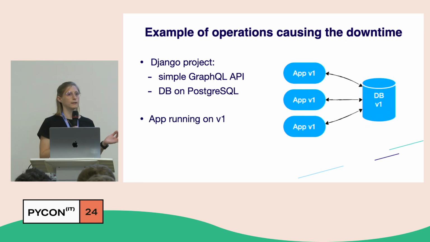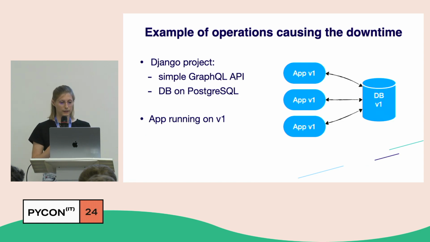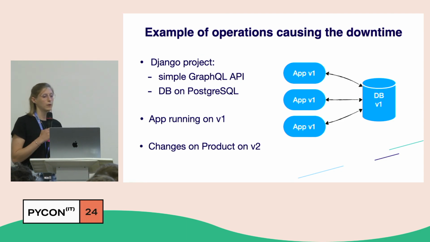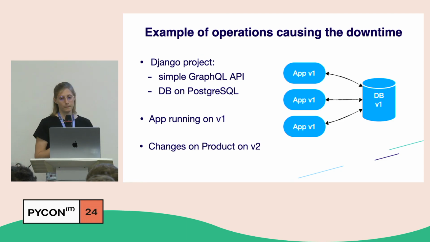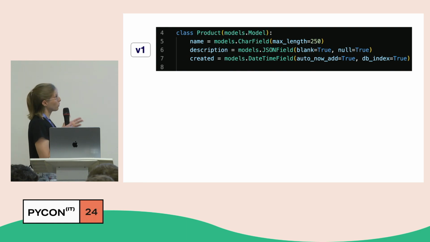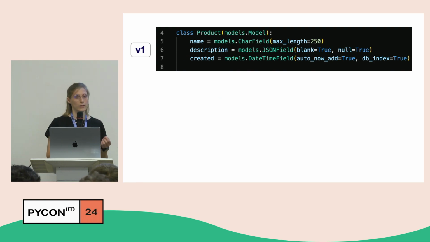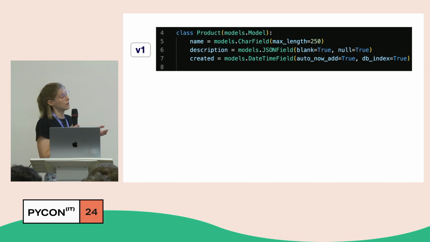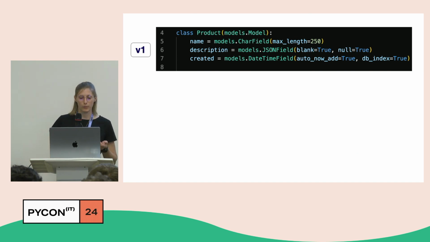Let's assume that we are currently running version V1 of the system. We have multiple app clusters that are using the database. And we want to apply some changes on the product type in the next version, V2. Here is the product model on our current version, V1. The model is just a simple Python class that refers to a single database table, and the class fields refer to the table columns. In simplification, it's basically what object relational mapping is.